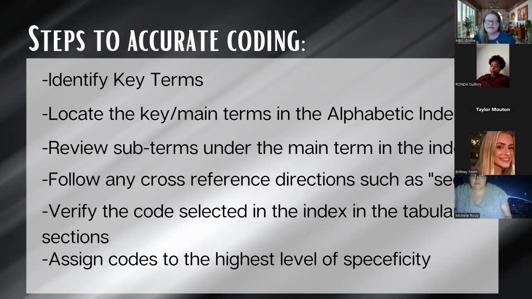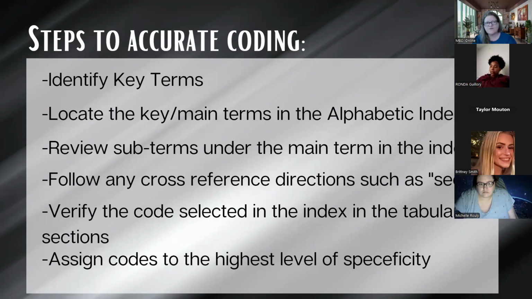So you have to be as specific as possible, okay? You're going to have that main term, and then it goes underneath. You search through there, reviewing the subterms under the main term in the index. And then you're going to follow any cross-reference directions such as see also. Say you're looking for a certain disease that has to do with the heart, and under heart it'll also say see cardiovascular disease or see something else. You always want to check those. When it tells you that, you always want to flip to that page and see what they're talking about there. It may lead you in a different direction, something more specific than where you're at.